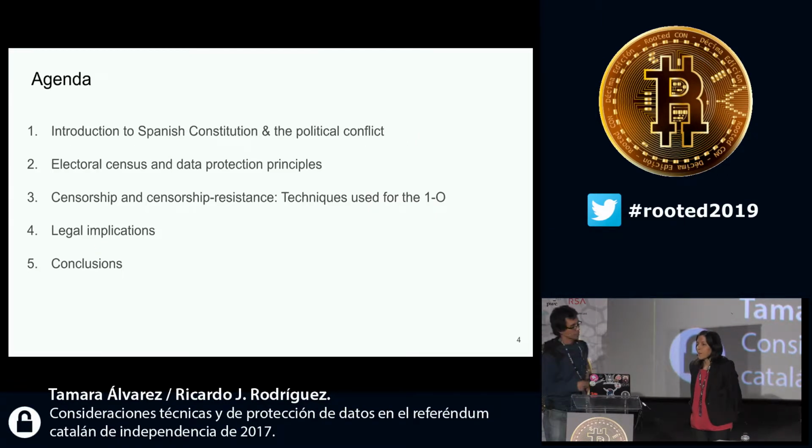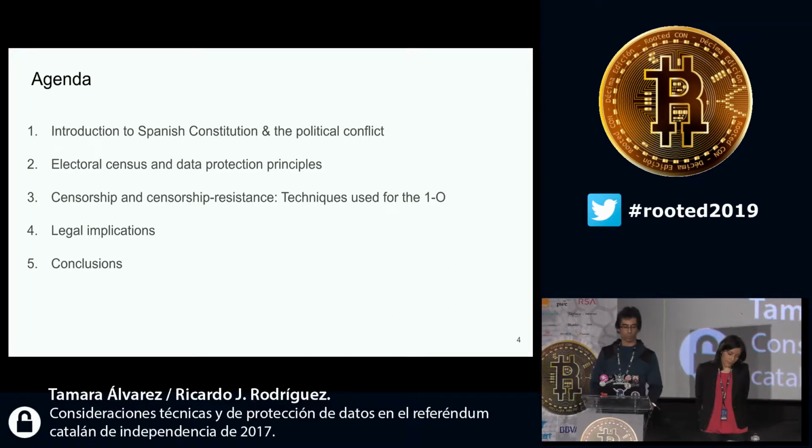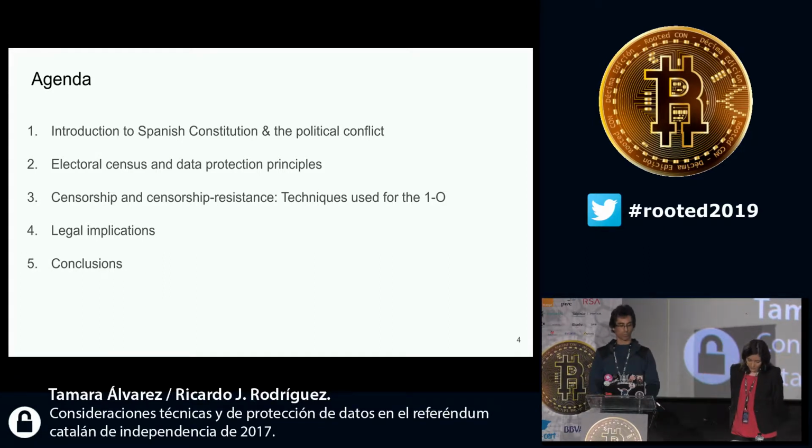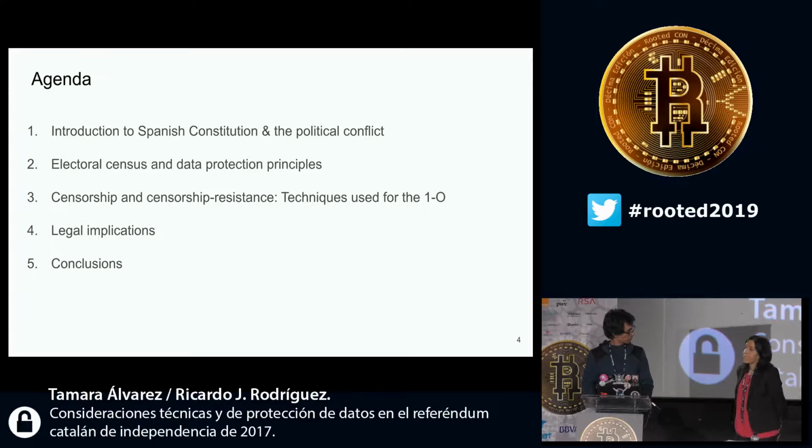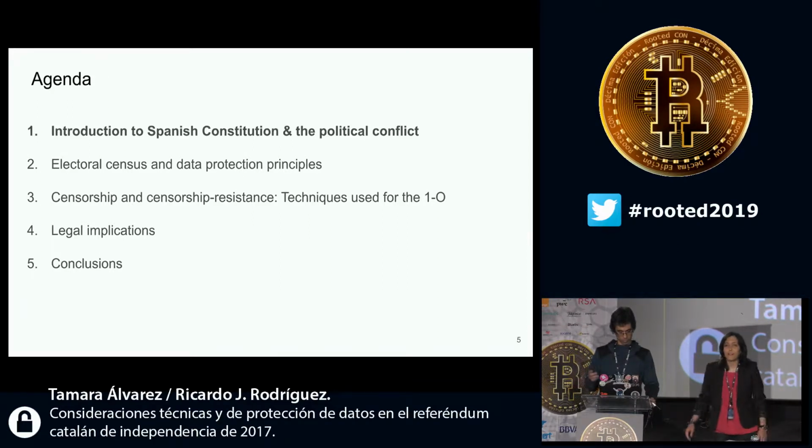Having said that, this is the agenda of today's presentation. First, Tamara will tell you about the Spanish Constitution. You can sleep for about half an hour if you wish. And then we're going to tell you about the political conflict, the history and the timeline of what happened. She'll talk about the electoral census and data protection principles, and then I'm going to focus on the technical part from the perspective of censorship and anti-censorship, to mention all the techniques used for the October 1st referendum. And then Tamara will talk about the legal implications, and then we'll give the conclusions.